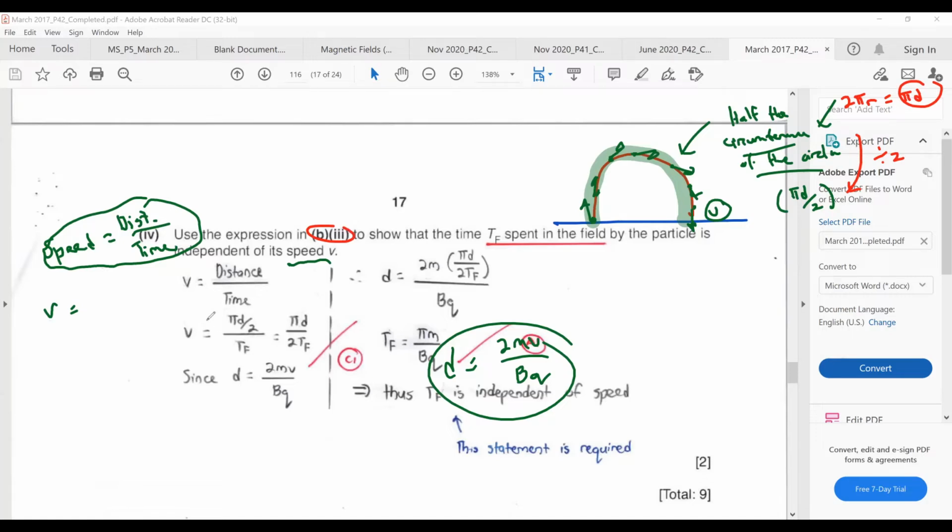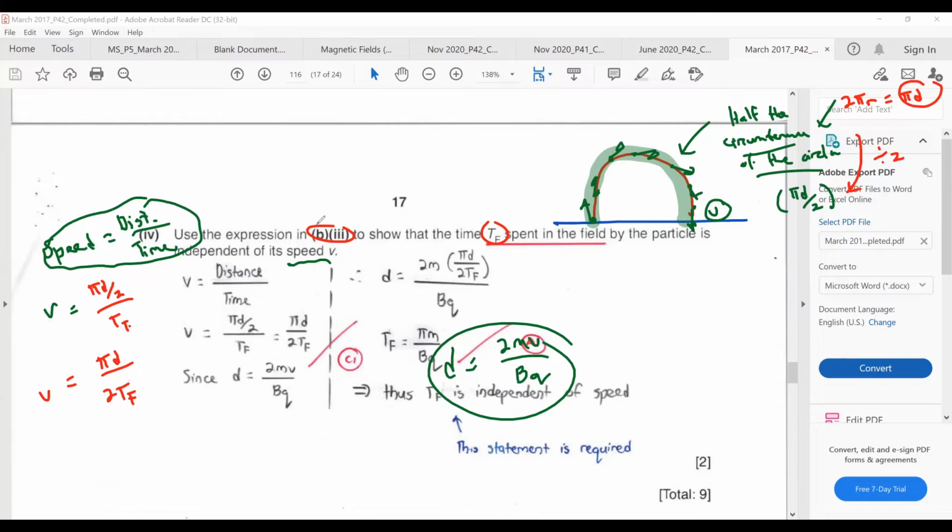So if I want to relate the distance right now, which is actually half the circumference of the circle, I will relate it to d, the diameter. So it will be pi d over 2. And then the time spent inside the magnetic field, the question already told you it is Tf. So it will be pi d over 2 divided by Tf, and you get the expression pi d over 2Tf.